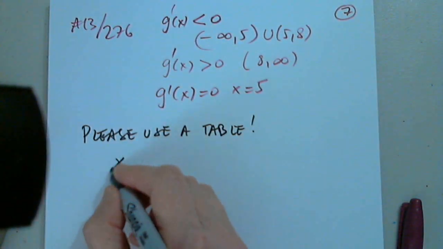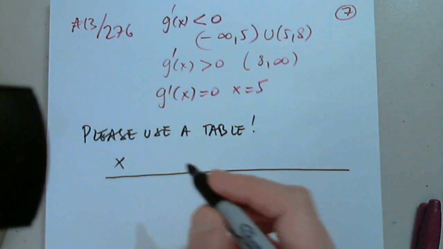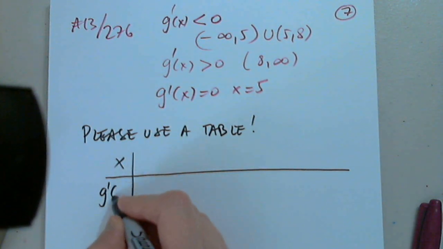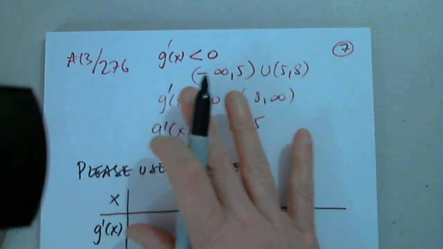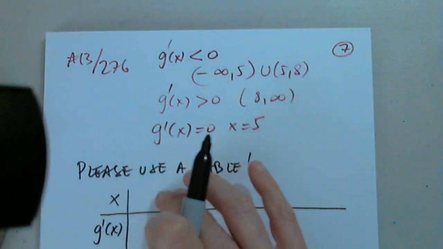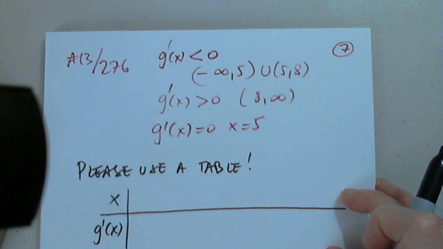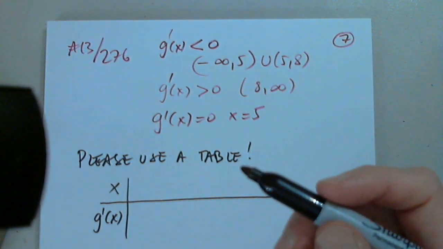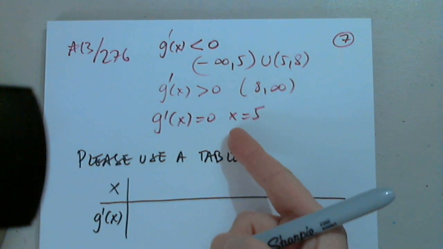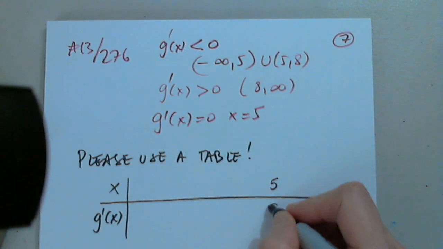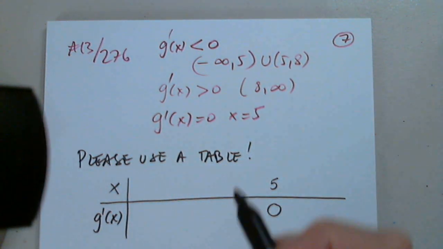Okay, so here's x. Here is g prime of x. And now I'm going to put the information I have here in my table. And you'll see in a minute why. So I see that when x is 5, g prime is 0. Perfect. So this is done.